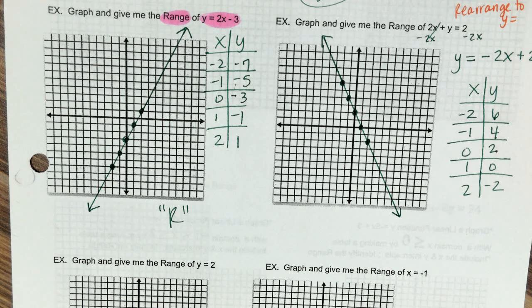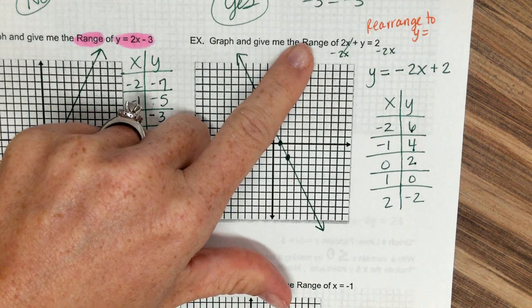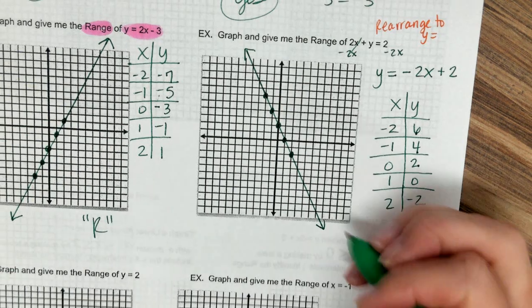Okay. Let's go to the next one. Oh, we didn't identify the range. It said give me the range. What is the range? It's going to keep going up and down forever, right? All real numbers.